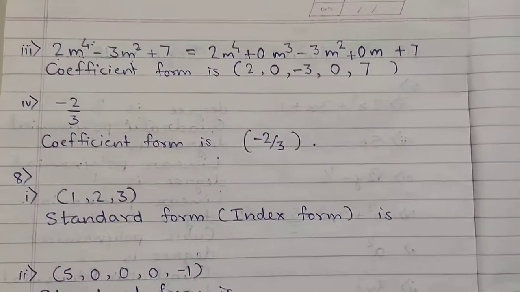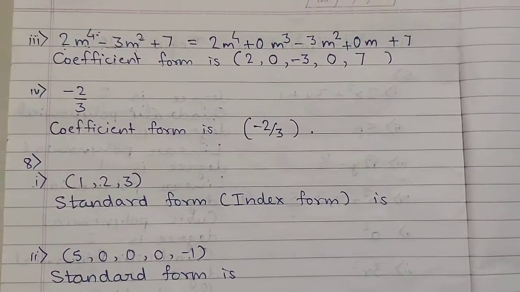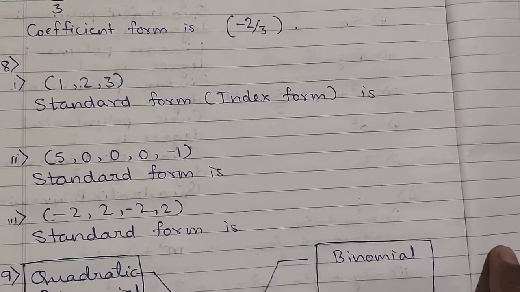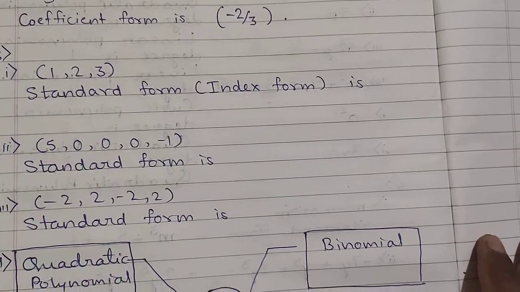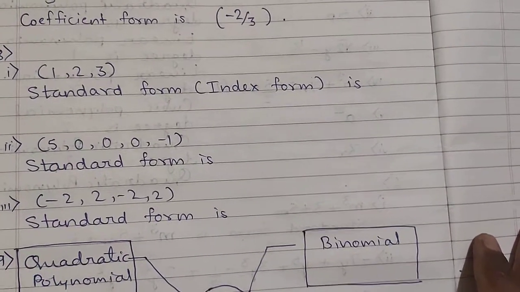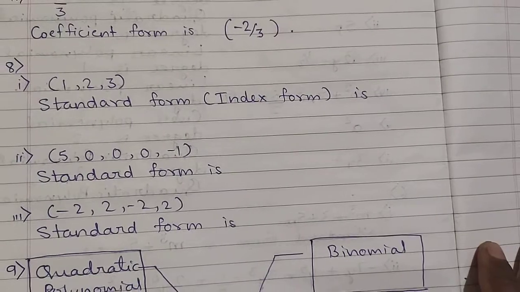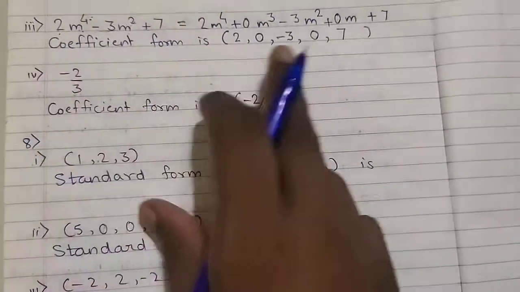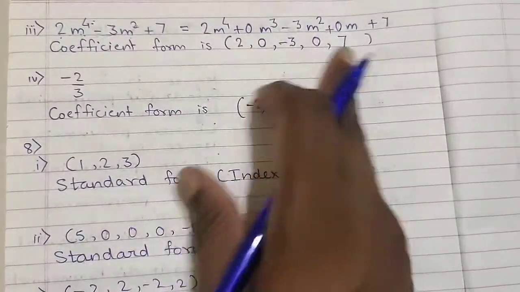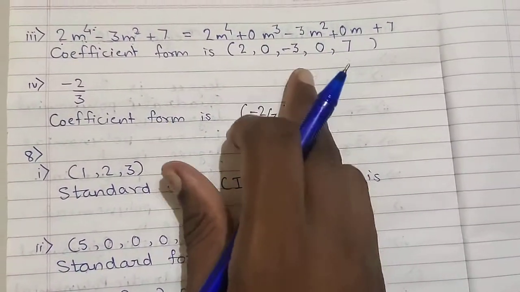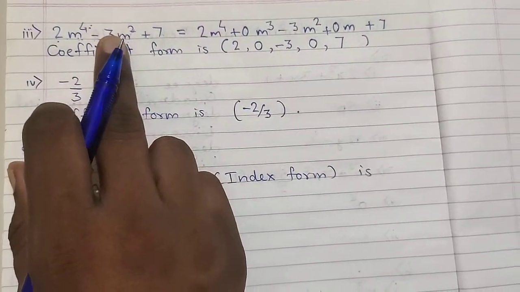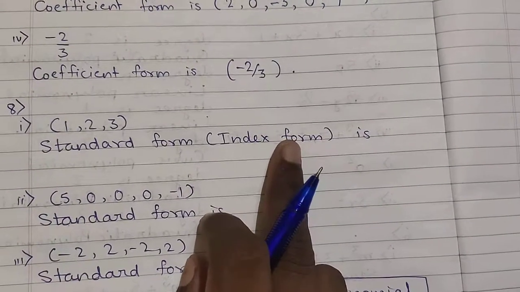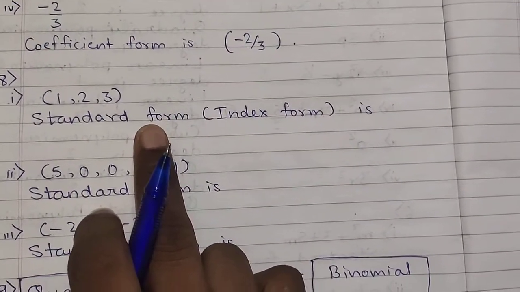Okay, now let us move forward and see the next question, that is question number 8. Now in question number 8, you have to write the polynomials in the standard form, and you can call your standard form as index form. So in this case you have to do just the reverse of this, that is your coefficients are given to you, and you have to convert these coefficients into the variable form, that is known as standard form, or you can say index form, both are same.